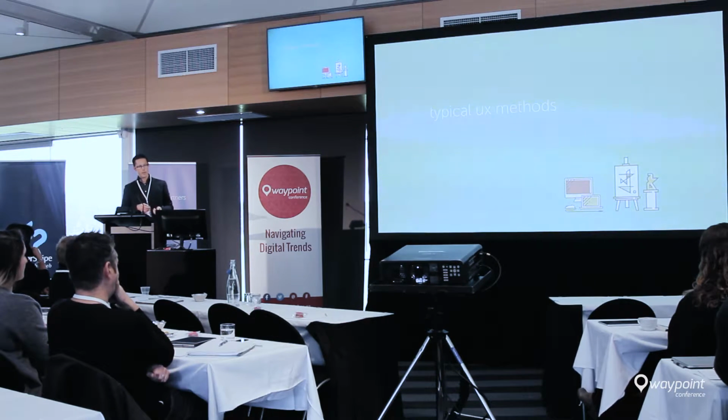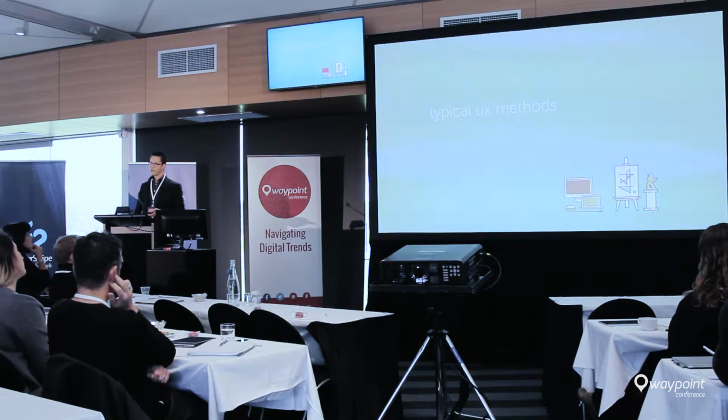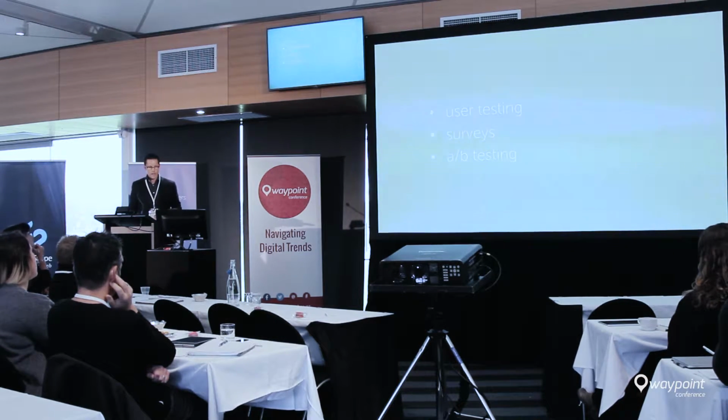So what I want to talk about is a few of the typical UX methods that we go through at TradeMe, such as the sorts of things that Cornelius actually spoke about: user testing, surveys, and A/B testing. But what does it mean in practice for us?